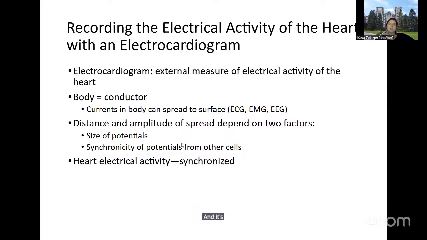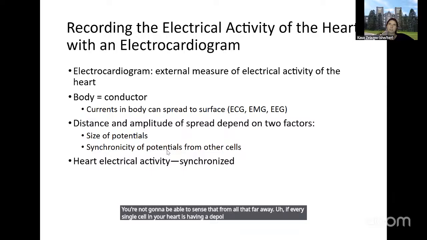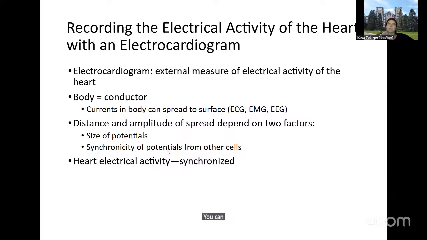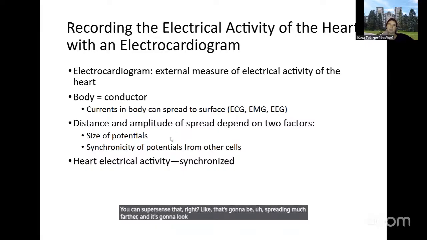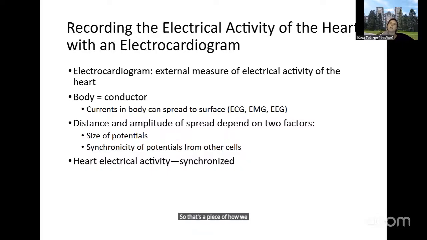And it's also going to depend how many cells are doing this at once, right? Like if just one cell is depolarizing, you're not going to be able to sense that from all that far away. If every single cell in your heart is having a depolarization at the same time, you can super sense that, right? That's going to be spreading much farther, and it's going to look much bigger at the places you're recording, right? So that's a piece of how we link together what's actually happening in the heart to the math we do to figure it out as we're doing this electrocardiogram.